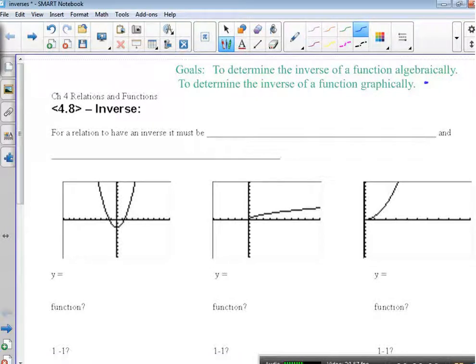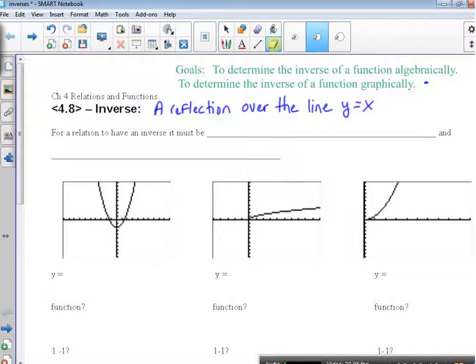Today's lesson is on inverses, and an inverse is quite simply a reflection over the line y equals x. So, when your teacher asks you what is an inverse, the best thing to remember is it's a reflection over the line y equals x, and you should kind of in your mind be picturing the line y equals x.